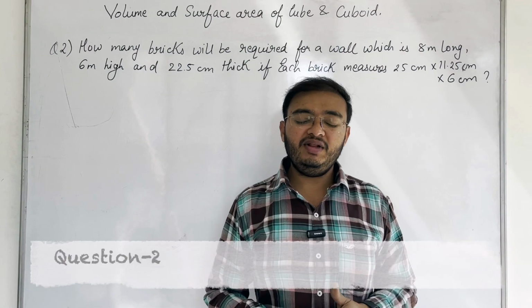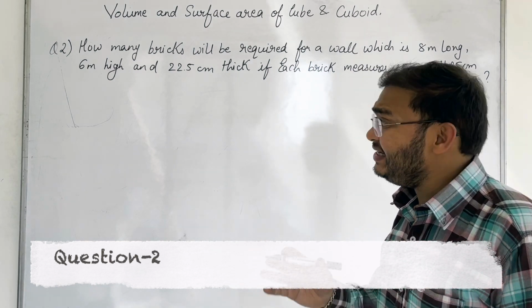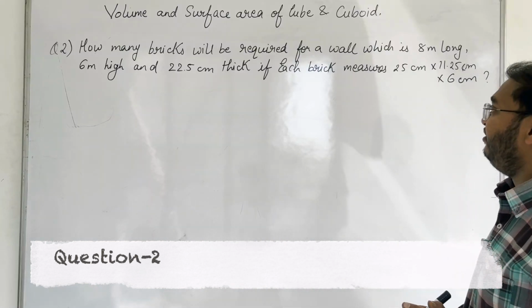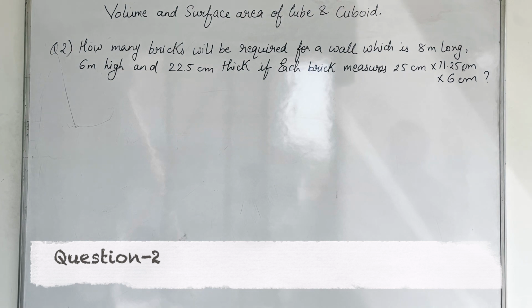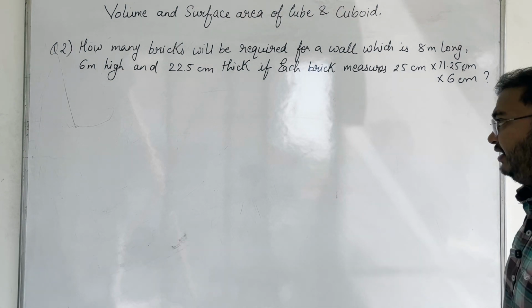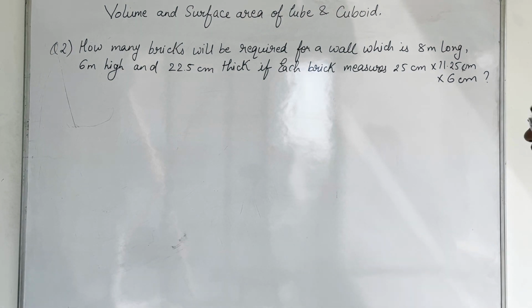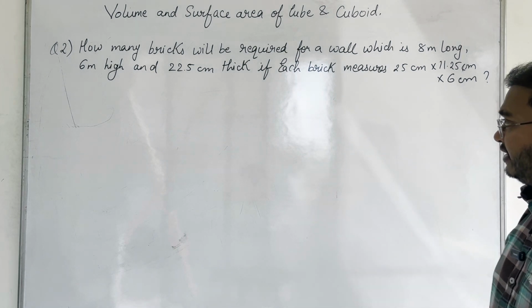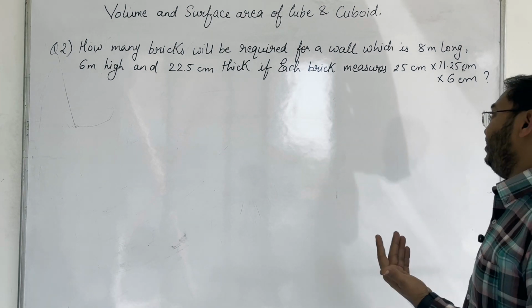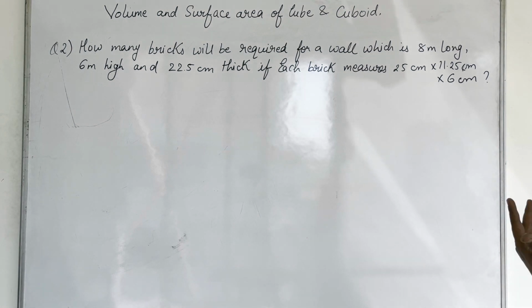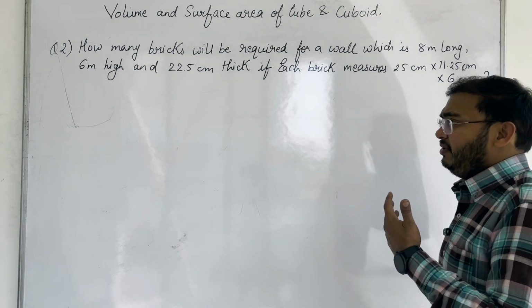So here I am with the second question. The second question says, how many bricks will be required for a wall which is 8 meter long, 6 meter high, 22.5 centimeter thick, if each brick measures 25 centimeter, 11.25 centimeter and 6 centimeter? How many bricks do we need?